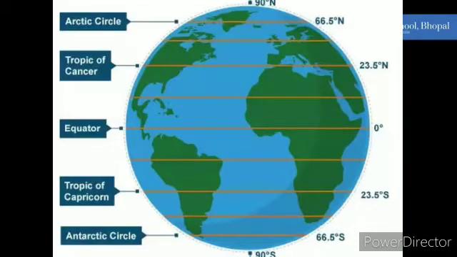Next, we have the Tropic of Cancer, which is marked as 23.5 degrees north. And can you say where it falls? Very good. Between the equator and the Arctic Circle in the northern hemisphere. Very nice. Now tell me, where is the Tropic of Capricorn? Yes, Tropic of Capricorn is marked as 23.5 degrees south, and it is in between the equator and the Antarctic Circle.